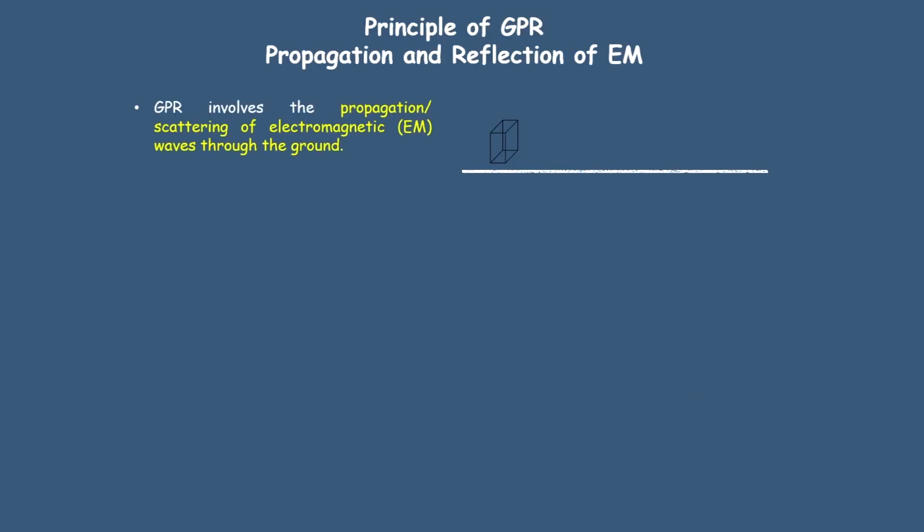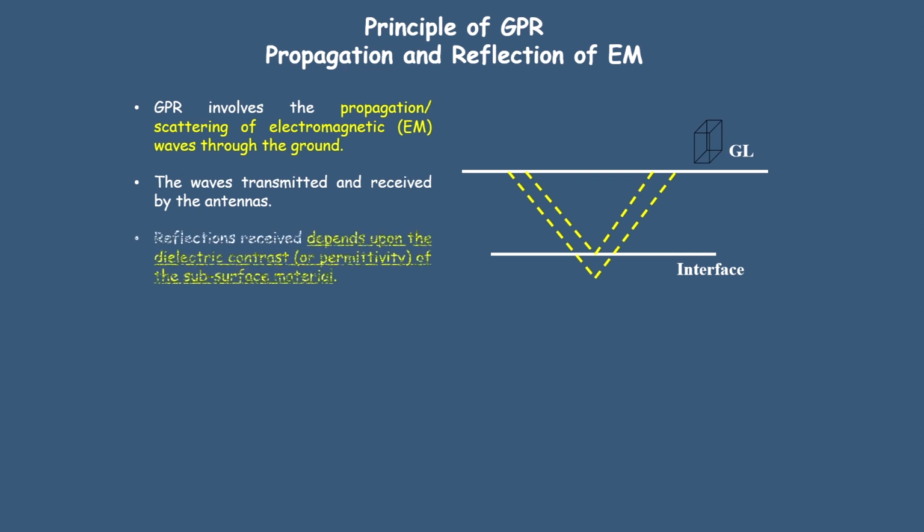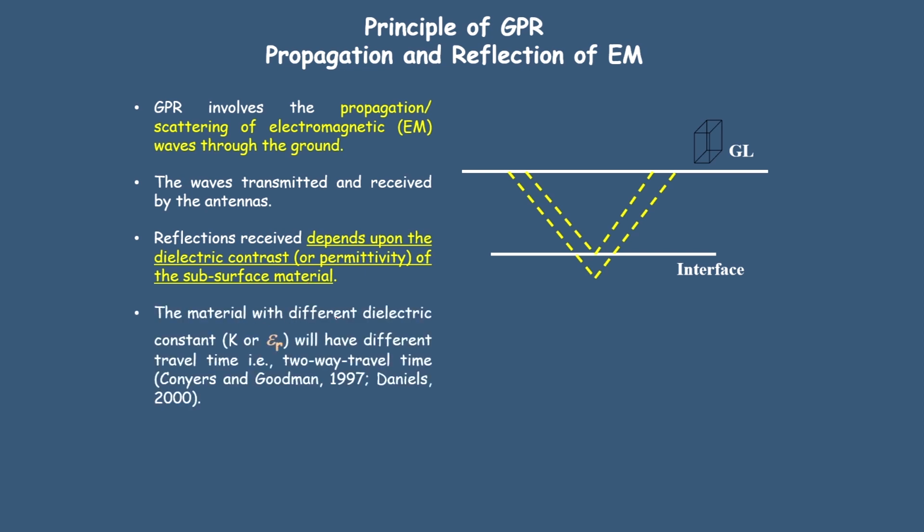Usually what we do is move our unit on the surface, as shown here. It will transmit and it will collect. This gives you the two-way travel time: once one travel, another travel. Now, the reflection received depends upon the dielectric contrast, or we can say the permittivity of the subsurface material. This is what I have been emphasizing as the most important. Material with different dielectric constant, either K or ER, will have different travel time, and that is what we are looking at, the two-way travel time.